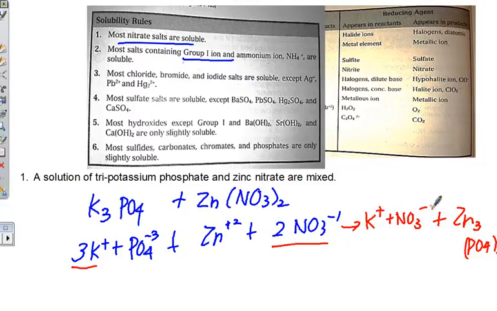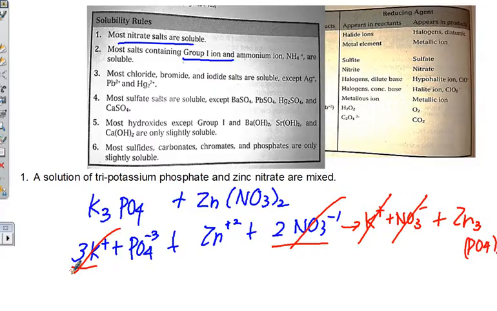Now, tell me which ones are my spectator ions. KNO3. The fact that potassium and nitrate, when they bond together, is soluble. Potassium phosphate was also soluble. So what ends up happening is the nitrates cancel out, the potassiums cancel out. So your net ionic equation is PO4 3- and zinc 2+. But is Zn3(PO4)2 soluble or insoluble? Insoluble, so that's going to stay together.